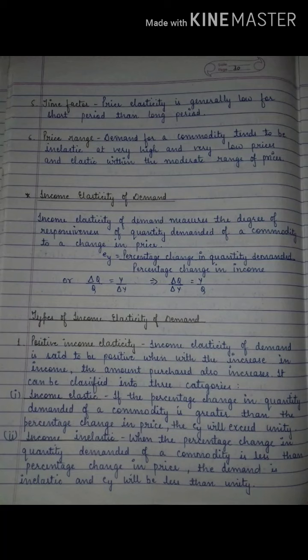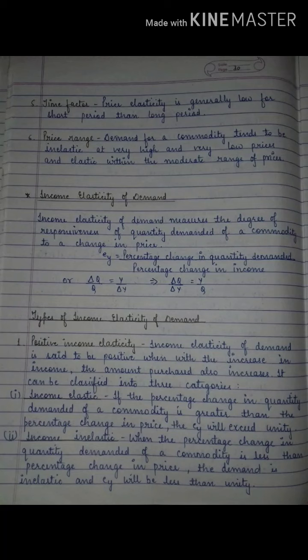Do remember, what is the formula for income elasticity of demand? The formula for income elasticity of demand is percentage change in quantity demanded upon percentage change in income. That means delta Q upon delta Y, so it will be delta Q upon delta Y into Y upon Q. Y is initial income, Q is initial quantity, delta Q is change in quantity, delta Y is change in income.